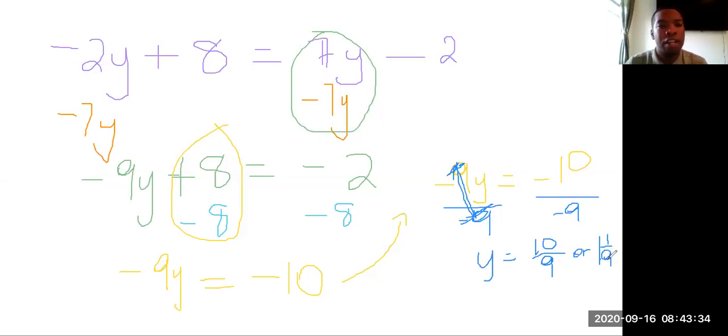Cool. And with that, that's how we do multiple step equations with variables on both sides. We try to combine the like terms. In order to do that, we have to move variables from one side to the next, and all the other numbers without variables from one side to the next. And we do that using the additive inverse and the multiplicative inverse.